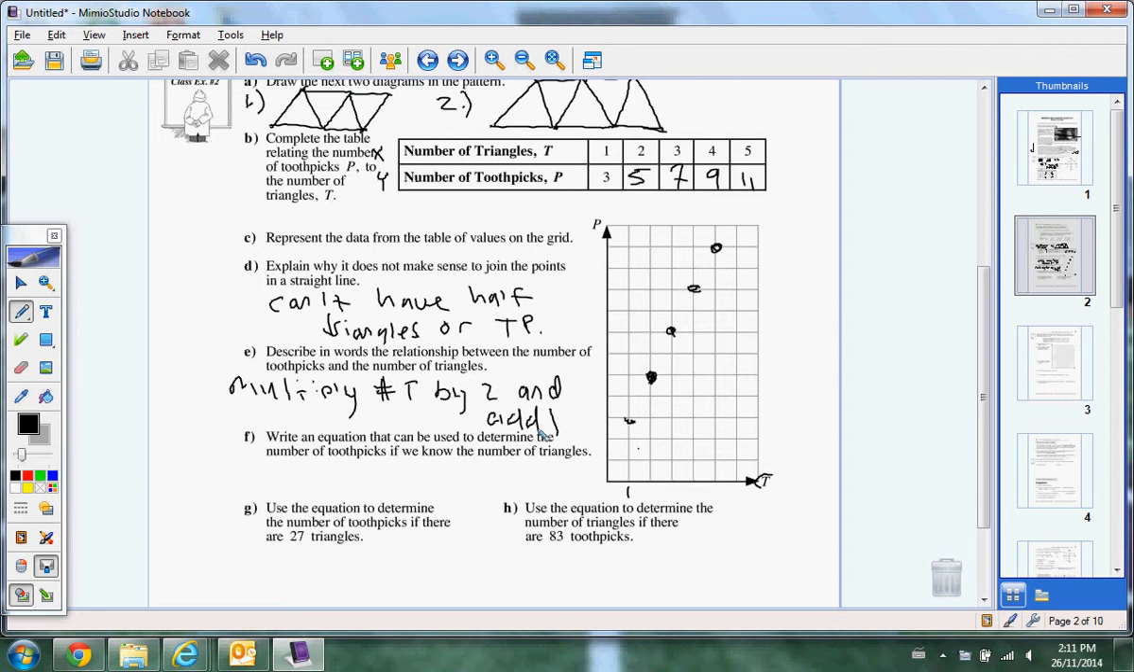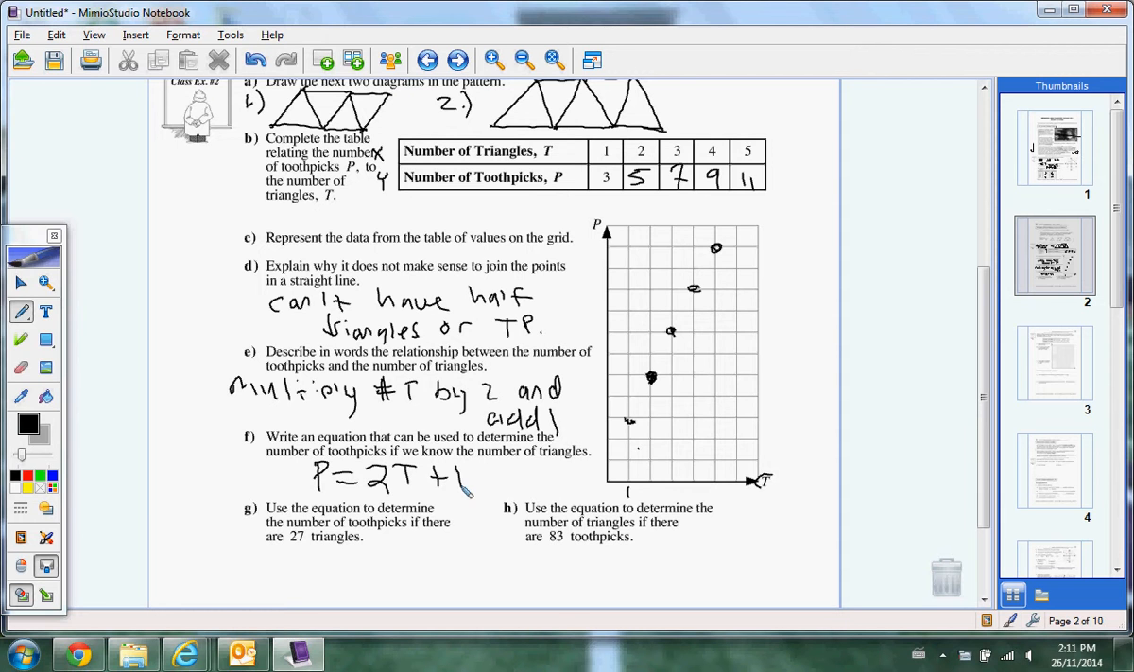Now it says write that as an equation. So how can I write that as an equation? That means that P for toothpicks is equal to 2T plus 1. 2 triangles plus 1. Okay?